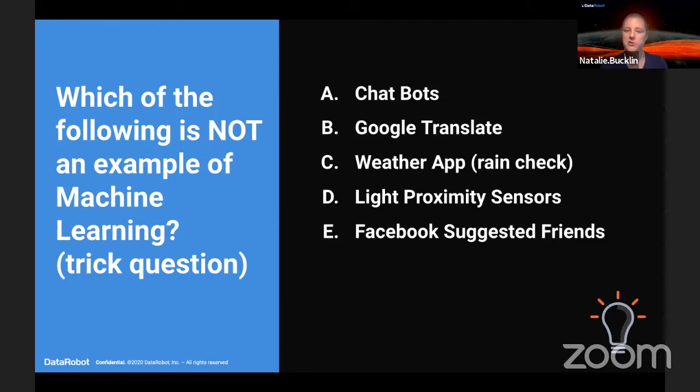I see a lot of folks are saying Google Translate. I see some for chatbots. But the correct answer is actually light proximity sensors. Light proximity sensors are not an example of machine learning. That is just a basic sensor that will detect if something is closer or not to the sensor, and it does not rely on machine learning.